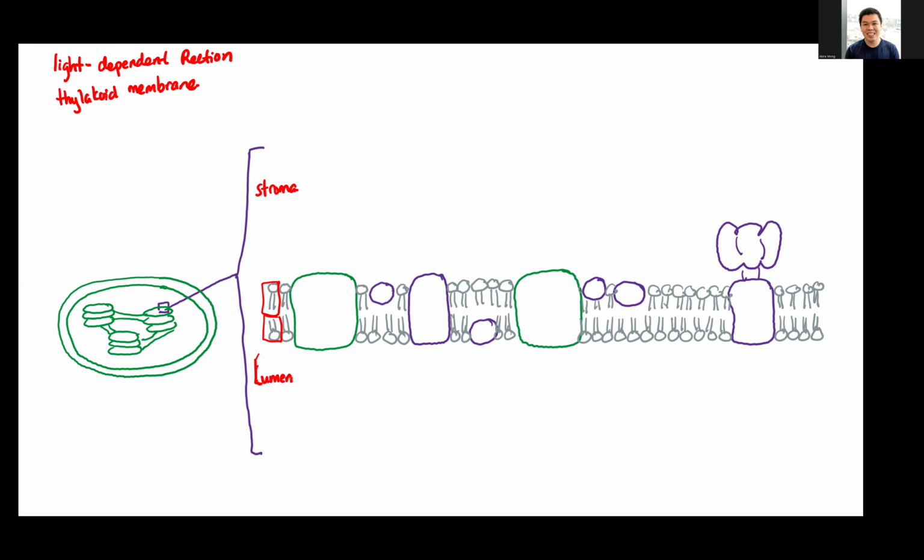Stroma has a lower concentration of hydrogen ions. Lumen has a much higher concentration of ions because, relatively speaking, lumen has a smaller space.